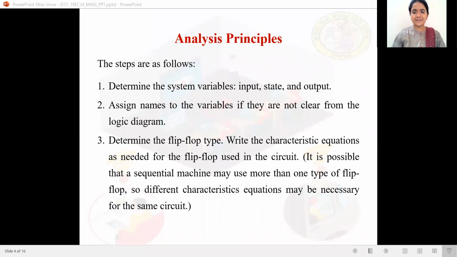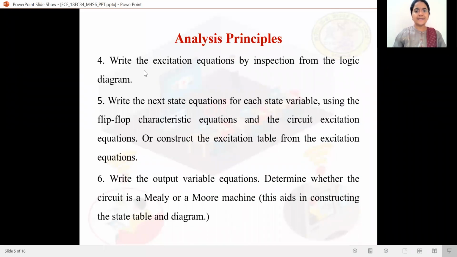The next step is to write the excitation equations by inspection from the logic diagram. By seeing the logic diagram, we can easily get the excitation equations. Excitation equations are the inputs to the flip-flops.